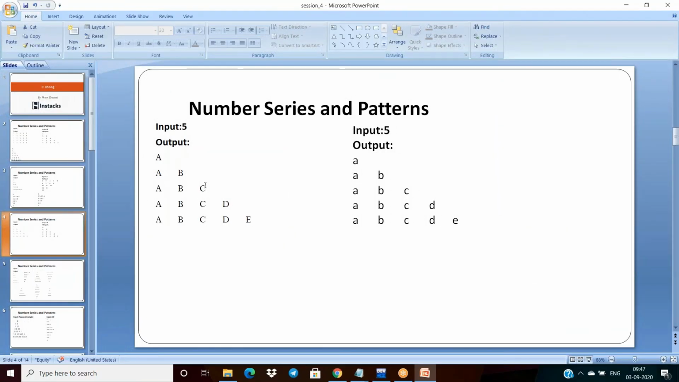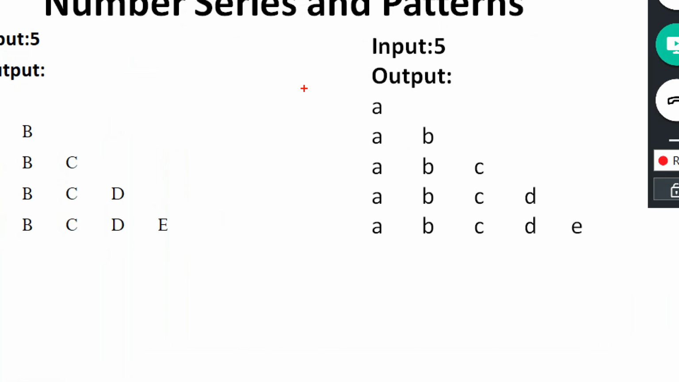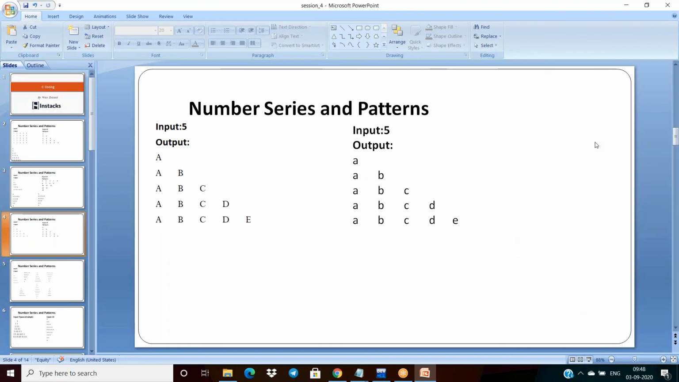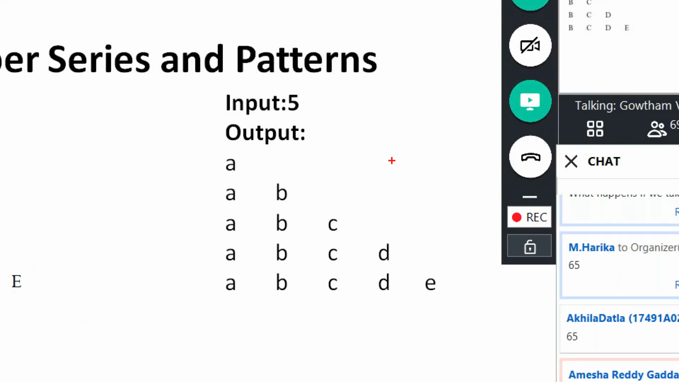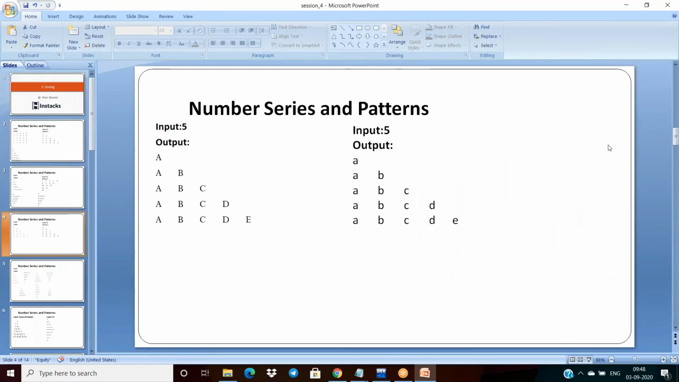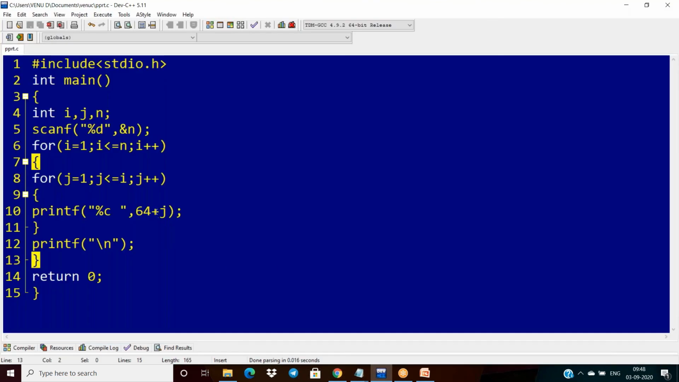Then I have one more question for you. I want to get all small letters, like small a, small a b, small a b c, small a b c d. Then what are the modifications we have to do? So I want to get this pattern. Good, 97 plus j, correct. 97 plus j or no? What is the ASCII value of small a? 97.